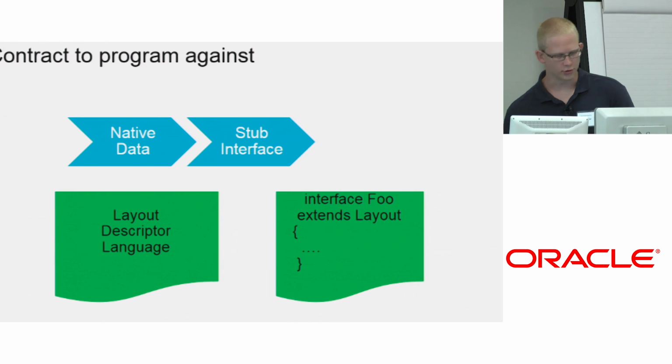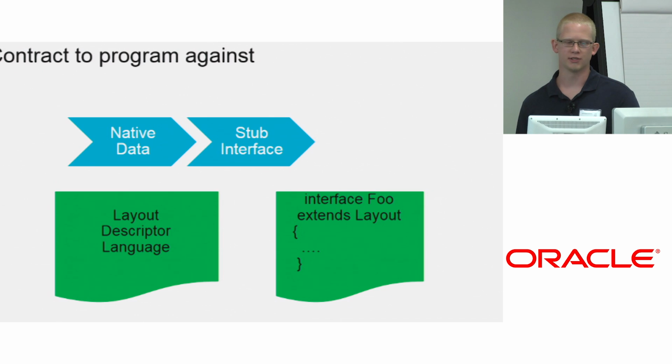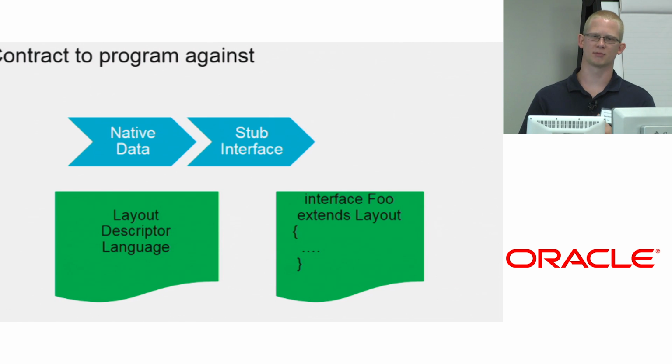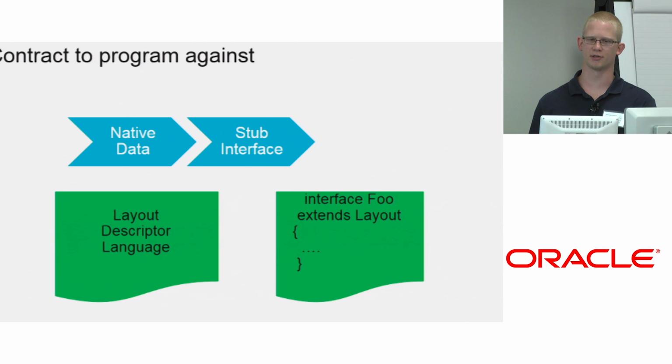So you take your native data and then you need something that you can program against. So you need some way to take that data and express those offsets, express those bits in something that you can work with. We're calling that a layout descriptor language. You also need something you can program against, so some kind of stub interface.